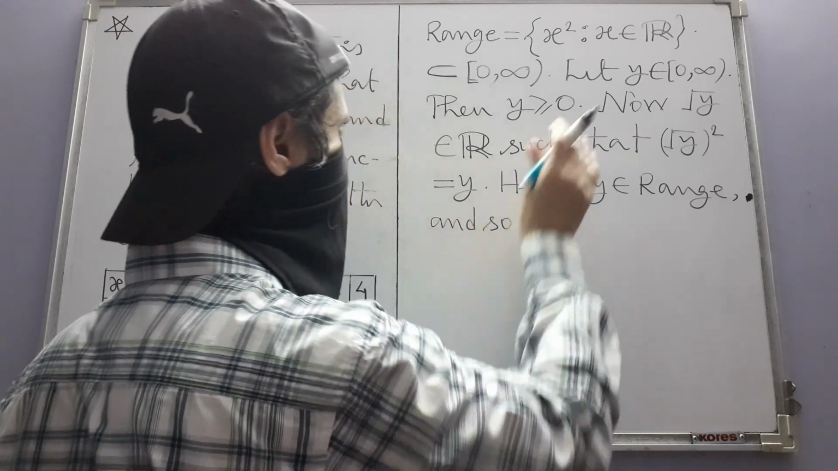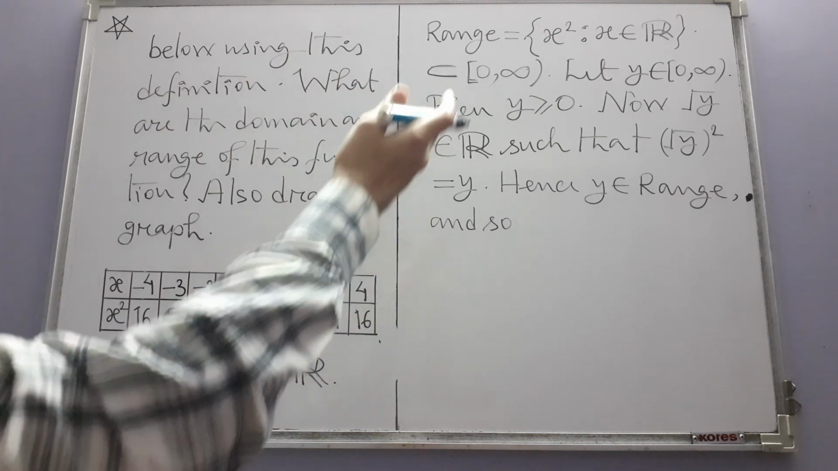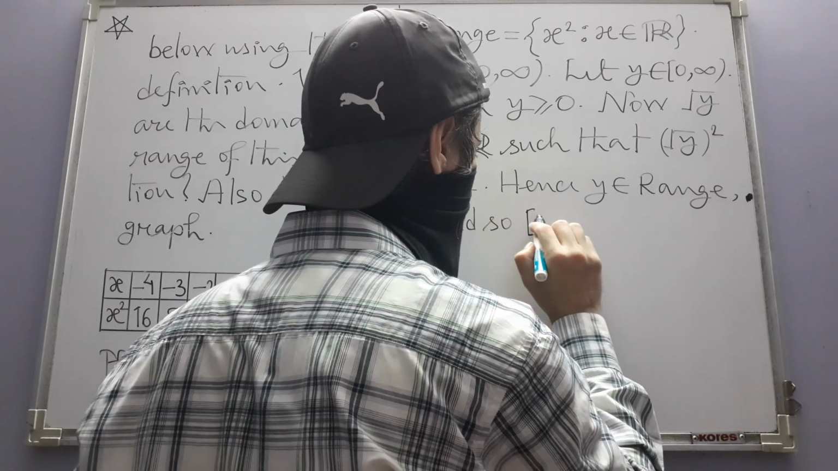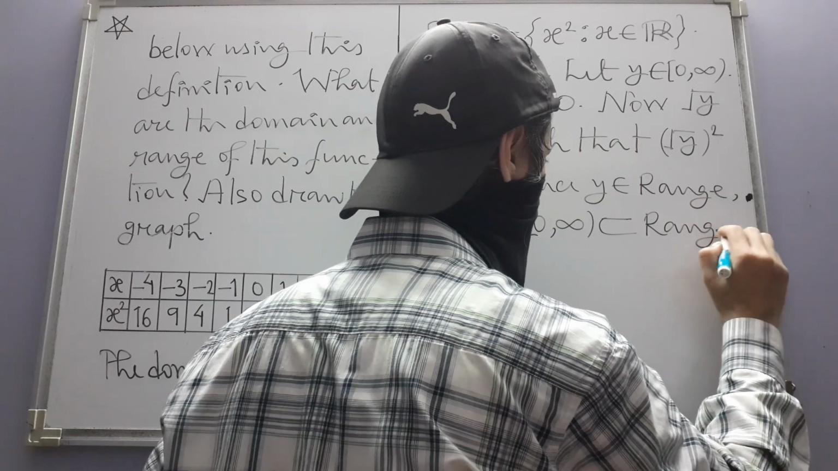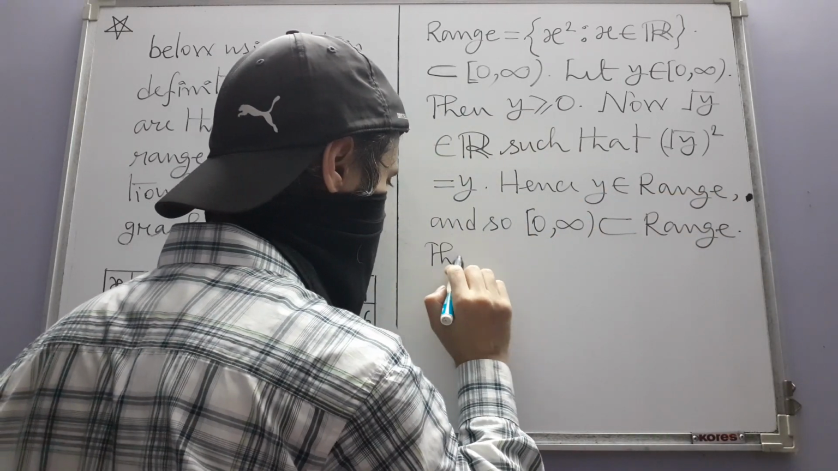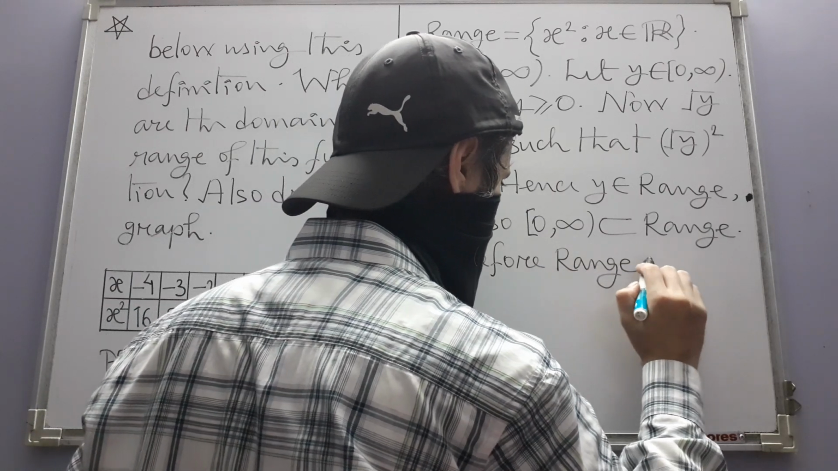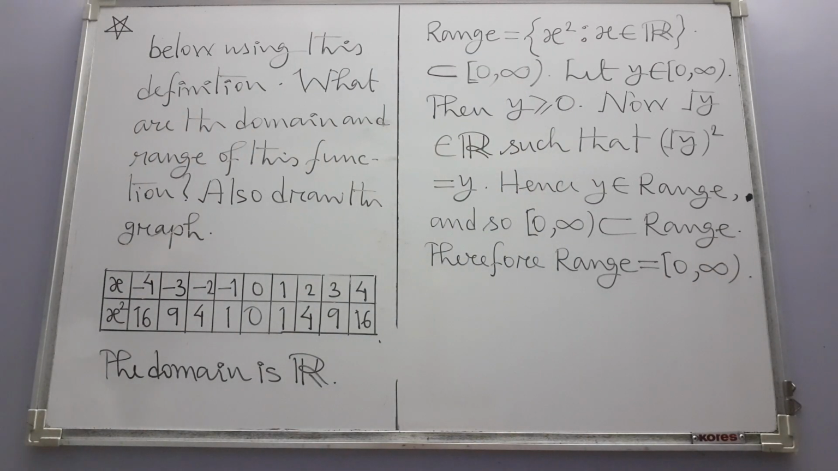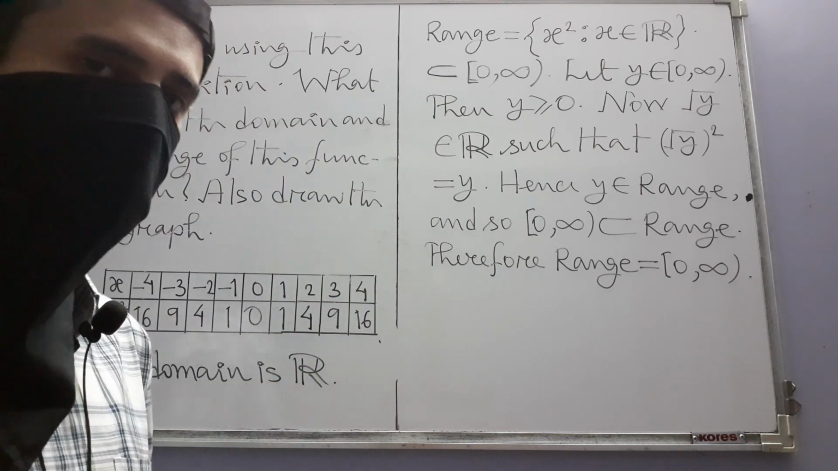And so, just like the range is a subset of this, this is also a subset of the range, because that arbitrary element y is also in the range. Therefore, the range is equal to the set of non-negative real numbers. This type of determination of range looks somewhat complicated, but it is what it is.